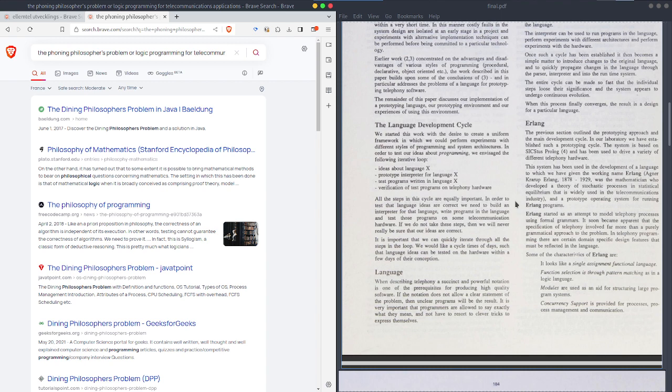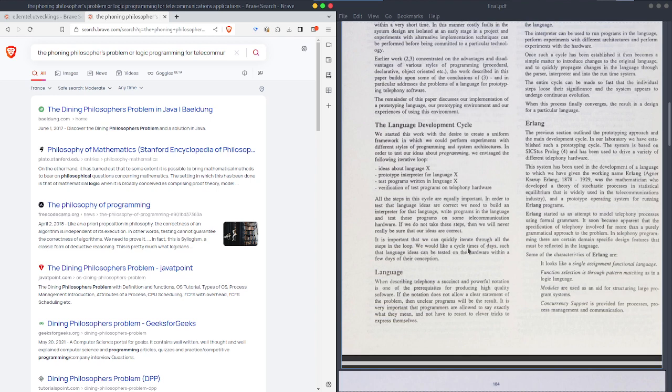I think this paragraph is also really important for many reasons, because Joe and Mike are saying there that we need to have something to test, to break. We need to break stuff to move forward and to have new solutions about our problem. It is important that we can quickly iterate through all the steps in the loop.